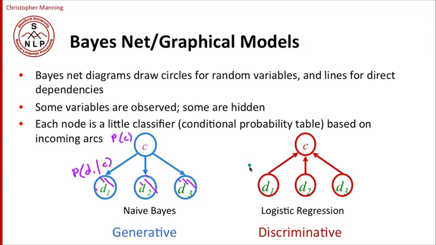In a discriminative model, such as logistic regression, the situation is the opposite. We've again observed the words of the document and want to predict the class, but this time we're directly putting a probability over the class given all of the data that we've observed, D1, D2, D3.